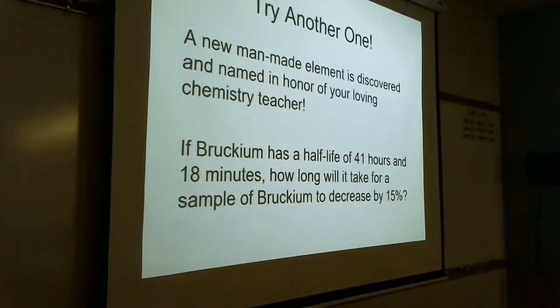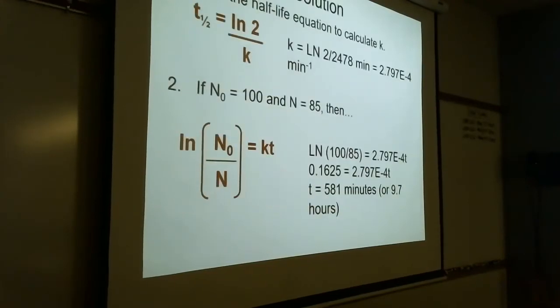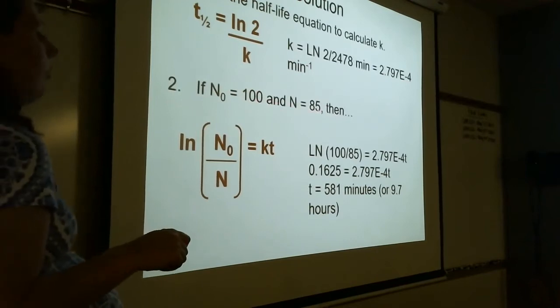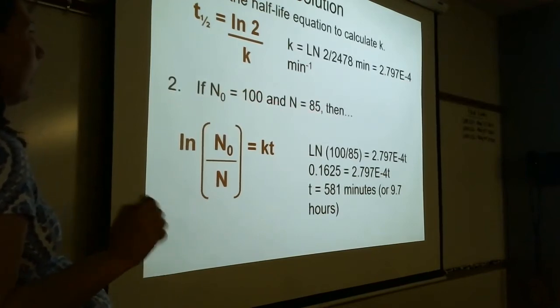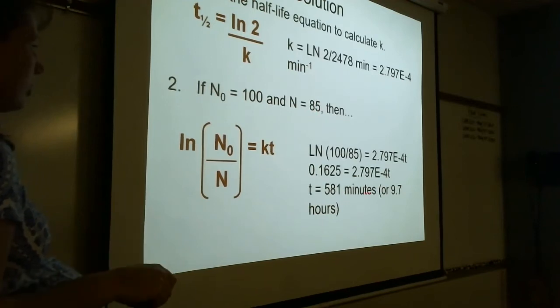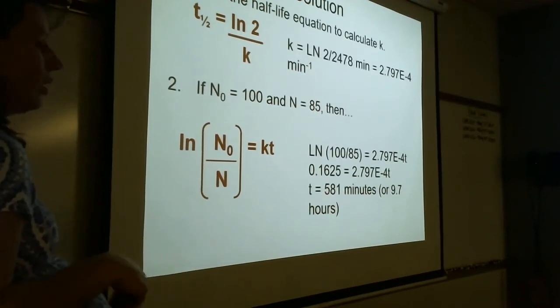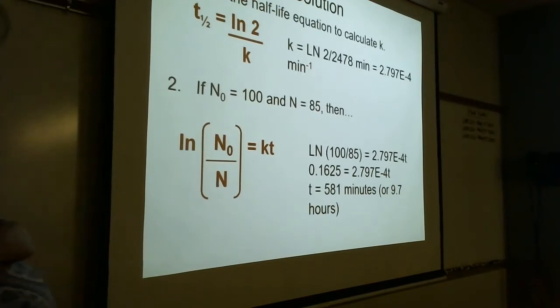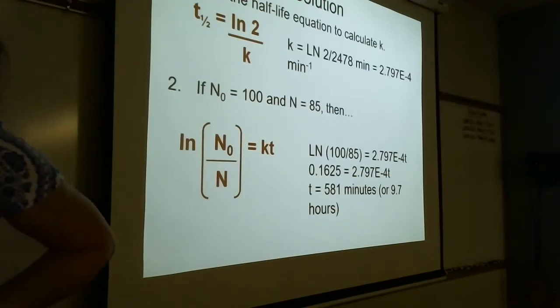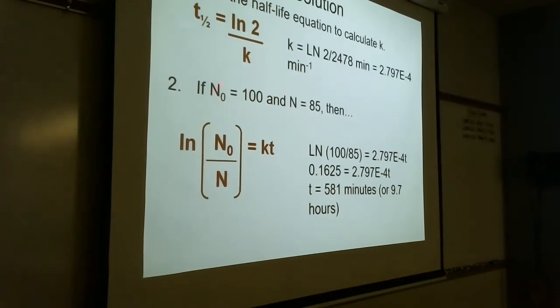Okay? So you can do this even if I do give you the initial mass. All right, so for rate constant, that's what I got, 2.797 times 10 to the negative fourth minutes inverse. I kept everything in minutes. Assuming a 100 gram sample, if 15% is gone, I've got 85 grams remaining. So that would be 581 minutes, or if you kept yours in hours, 9.7 hours. Do we agree? Did you get something similar? Depending on how many decimal places you carry in your natural log and this part.